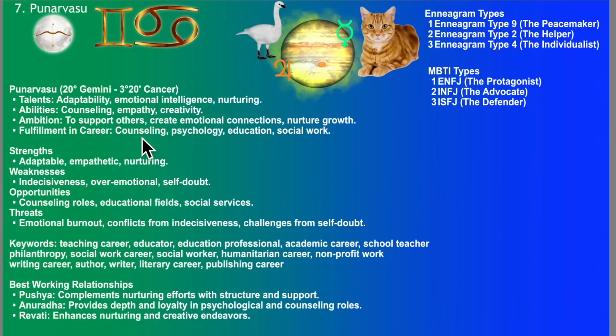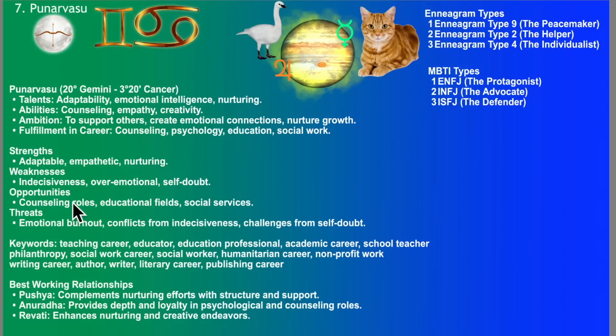Fulfillment in career comes from counseling, psychology, education, and social work. Strengths include they are adaptable, they are empathic, and they are nurturing in nature, especially the last pada going into Cancer. Their weakness is they can be indecisive, over-emotional and prone to self-doubt. Opportunities for them could be counseling roles, educational fields, and social services.